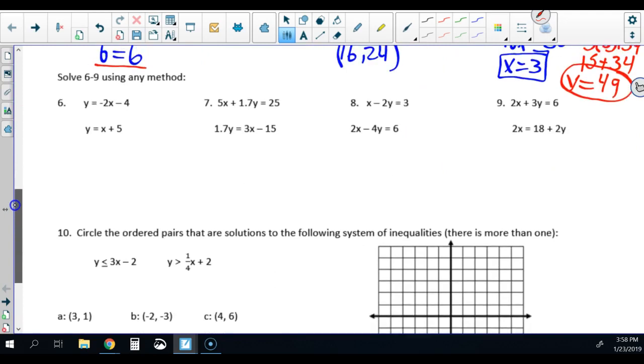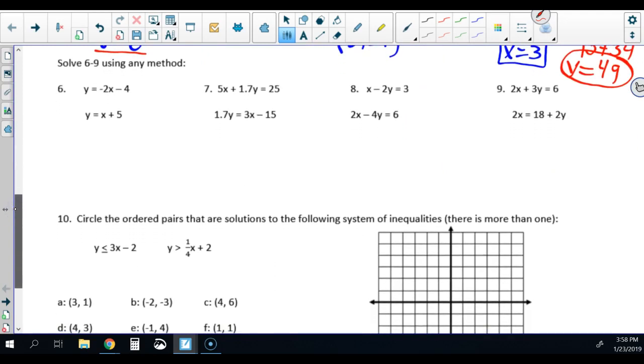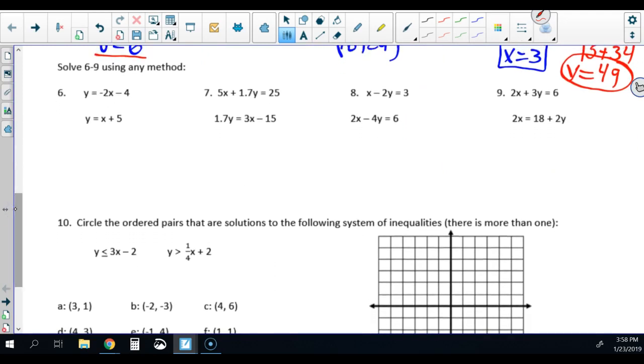6, 7, 8, and 9. Solve 6 through 9 using any method. So you could choose elimination, you could choose substitution, you could even choose graphing on Desmos. So yes, on the test you can use Desmos. There is one question on the test where you have to use the actual graph given to you.